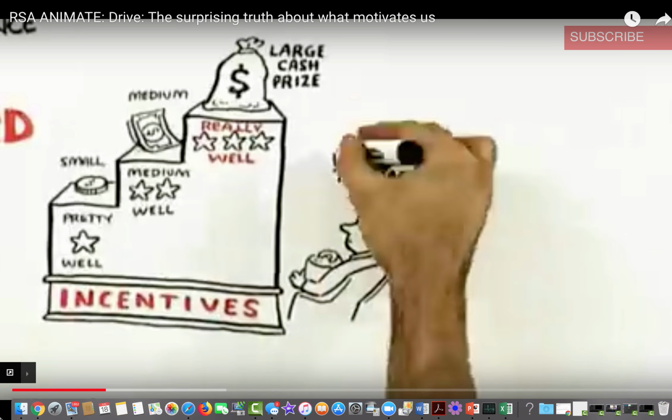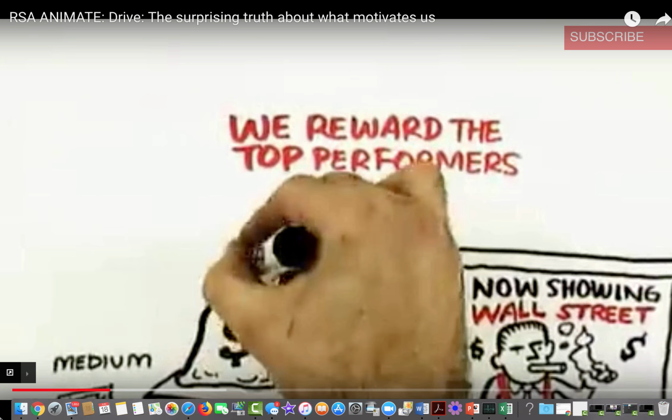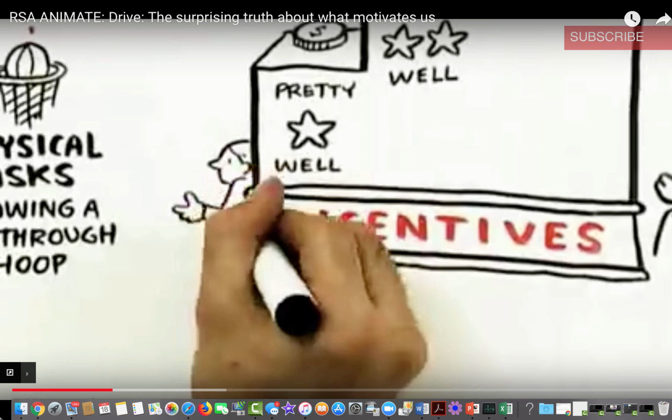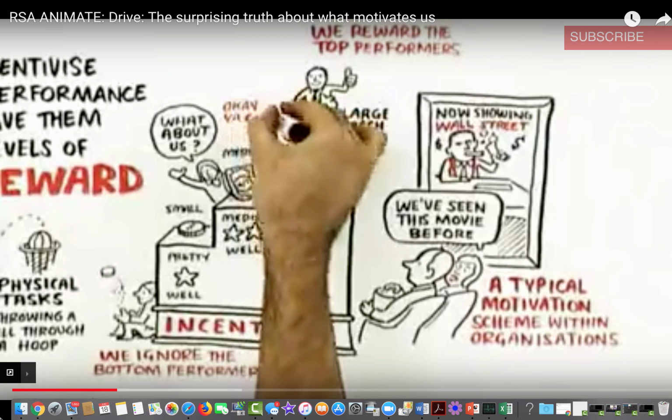We've seen this movie before. This is essentially a typical motivation scheme within organizations, right? We reward the very top performers, we ignore the low performers, and the other folks kind of in the middle, okay, you get a little bit.